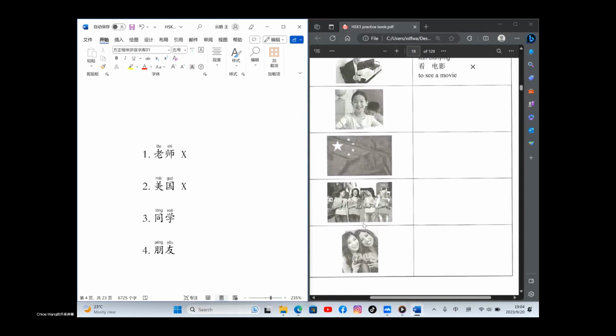Third, 同学, 他们是同学. They are classmates. That's right. Picture 4. 朋友 is friend. 他们是朋友. That's right.